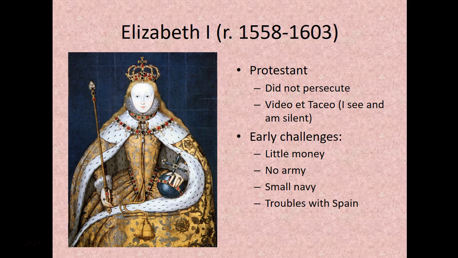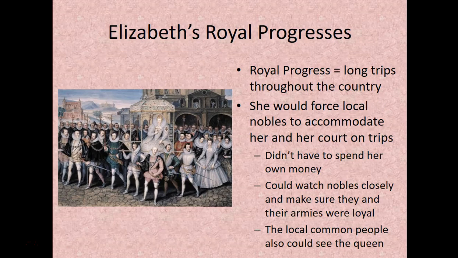So, in order to meet some of these challenges, Elizabeth gets creative. And one of the things she does is she takes these royal progresses. Now, a royal progress is a long trip that goes throughout the entire country of England. And while she's on these trips, she forces the local nobles to spend their money to feed and to house Elizabeth and her court. And she might stay there for an extended period on these long progresses, right? She might just hole up with a noble for a while.